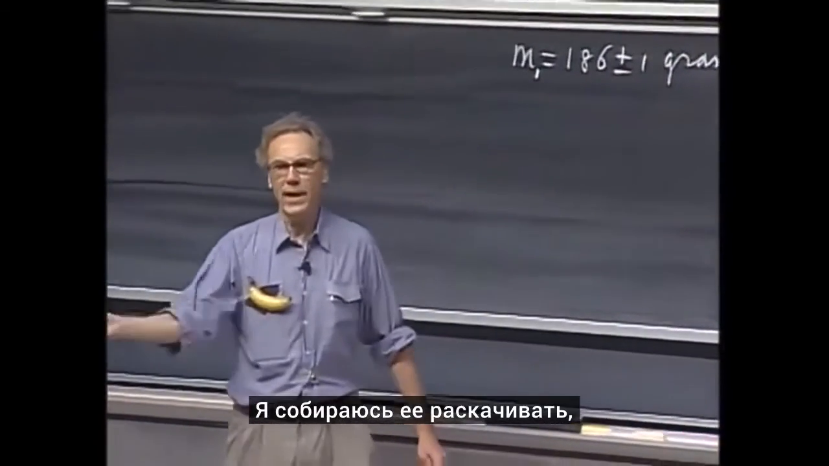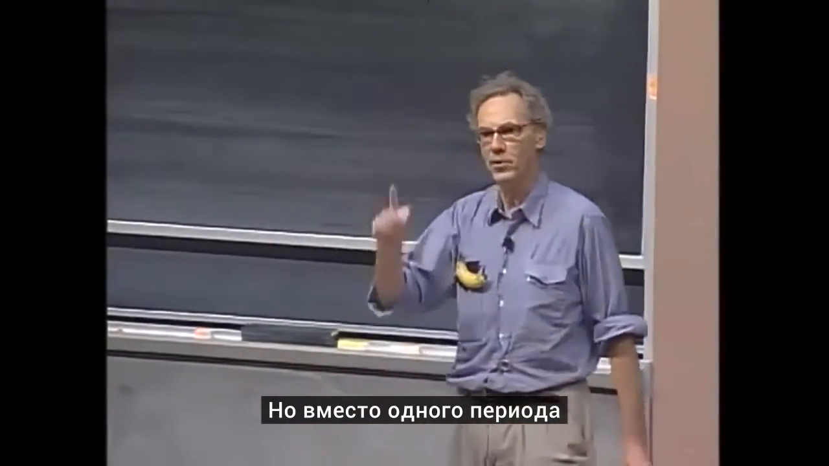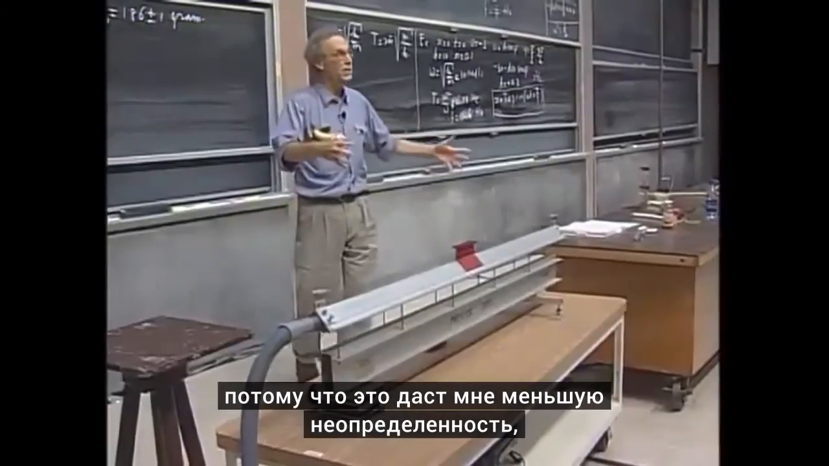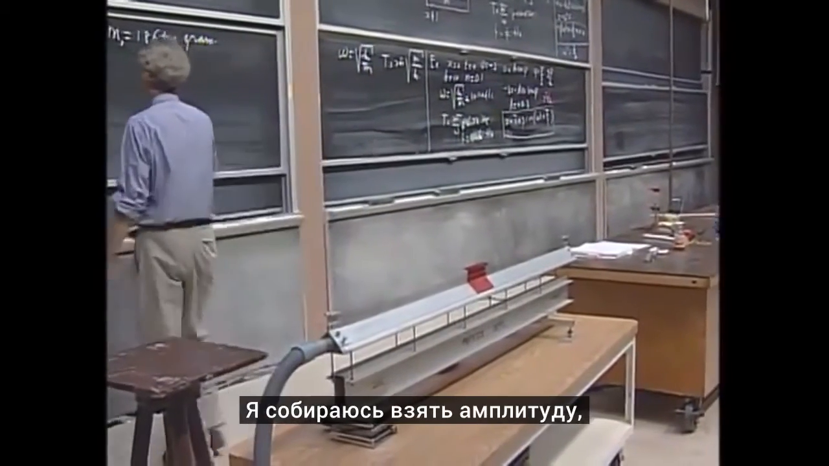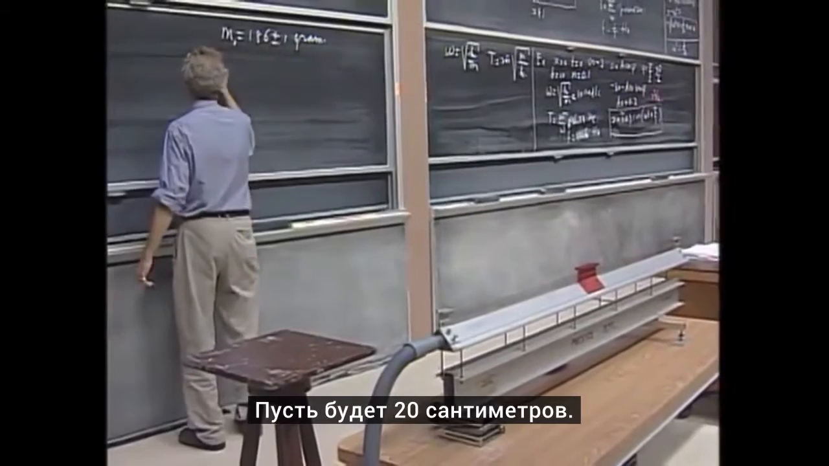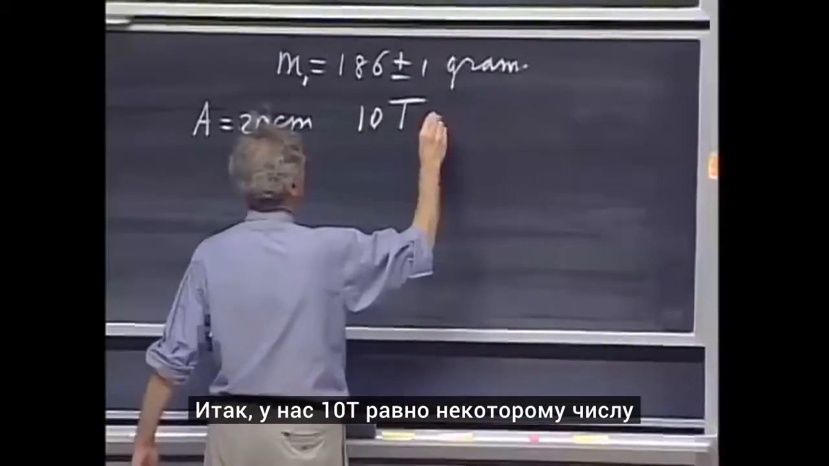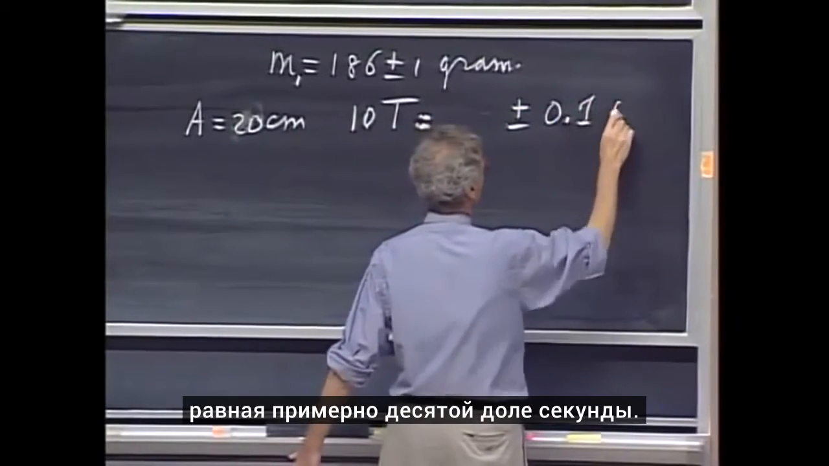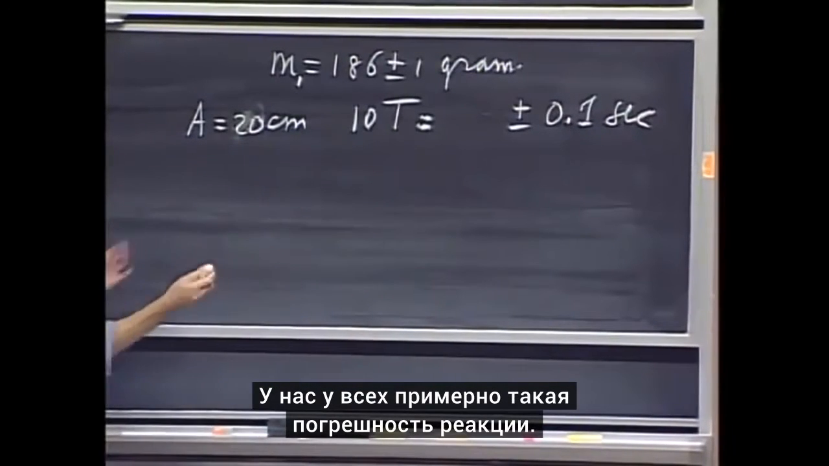I'm going to oscillate it, and we're going to measure the period. But instead of measuring 1 period, I'm going to measure 10 periods, because that gives me a smaller relative error in my measurements. So I'm going to do it at an amplitude which is 15 centimeters. Let's make it 20 centimeters. So I get 10T, I get a certain number, and I get an error, which is my reaction error, which is about 1/10 of a second. That's about the reaction error that we all have, roughly.